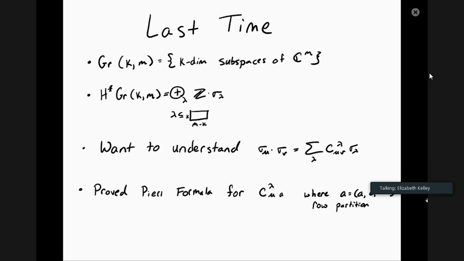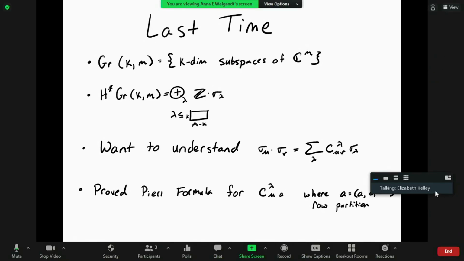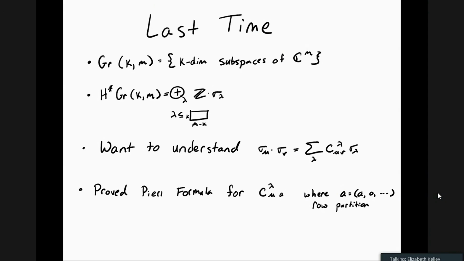Last time Frank told us about the Grassmannian of k-dimensional subspaces of C to the m. In particular, we saw that we can think about this as formal linear combinations of the Schubert classes. What we really want to understand is how to take two Schubert classes, multiply them together, and expand them out in this Schubert basis. We got a proof of the Pieri formula in particular, where we're multiplying by a special partition that's just a single row.